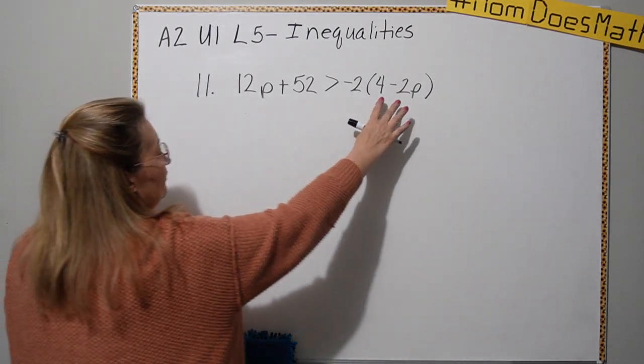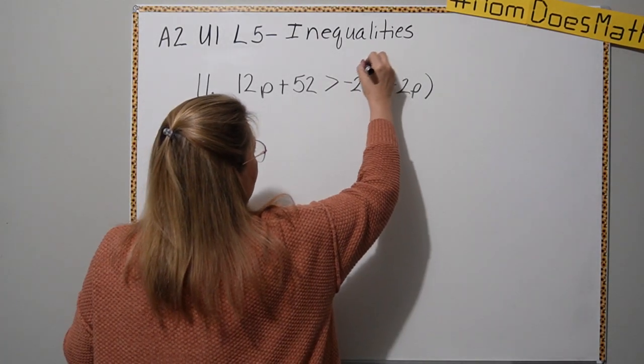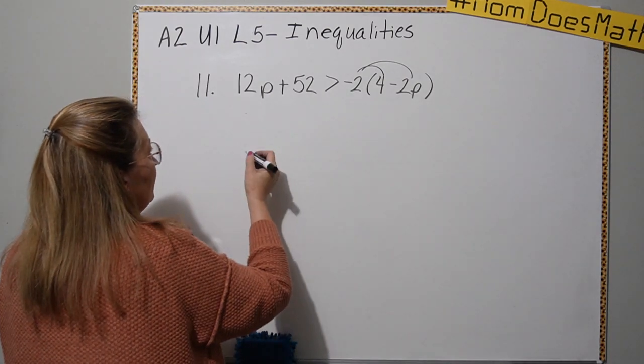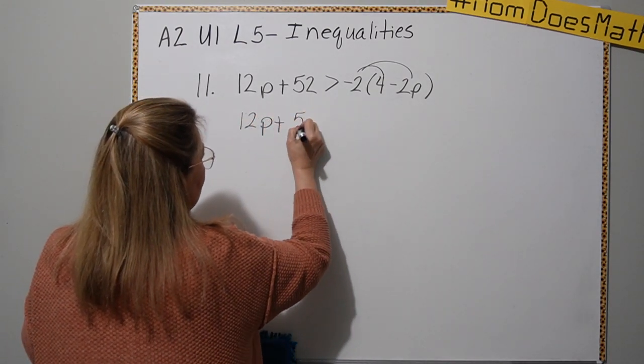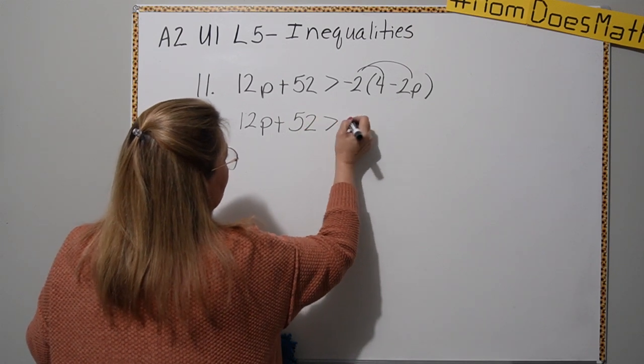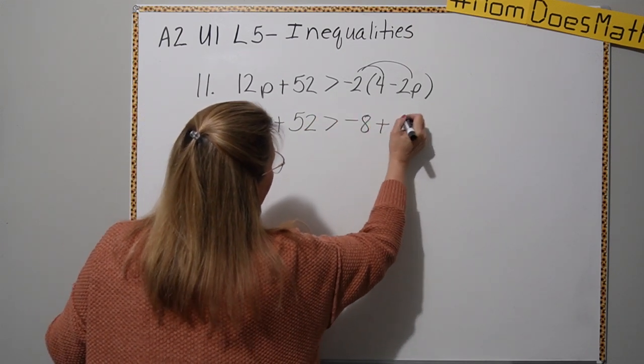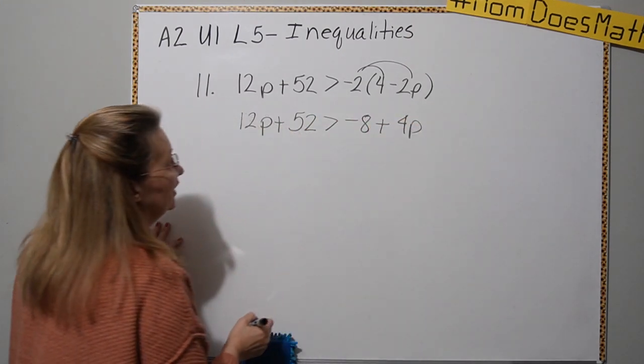Okay, let's look at number 11. So first of all, we have this set of parentheses down here. Let's distribute and get rid of that. So now I'm left with 12p plus 52 is greater than negative 8 plus 4p.